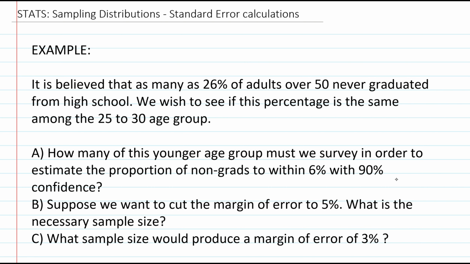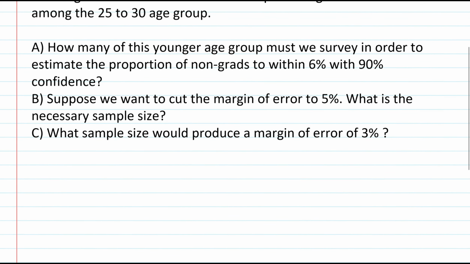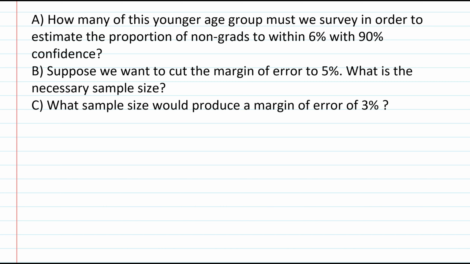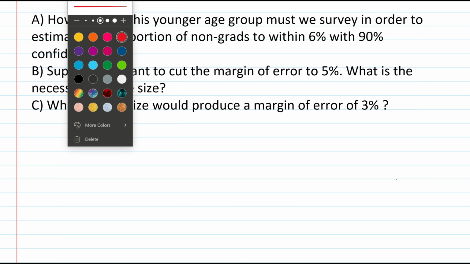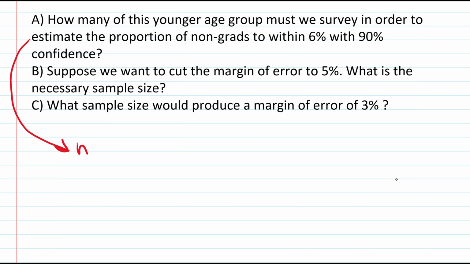Alright, so in this example, it states that it's believed that as many as 26% of adults over 50 never graduated from high school. We wish to see if this percentage is the same among the 25 to 30 age group. So first question, how many of this younger age group must we survey in order to estimate the proportion of non-grads to within 6% with a 90% confidence? Alright, so let's take a look at that. So here it looks like we're solving for n. So we're looking to see what n is.